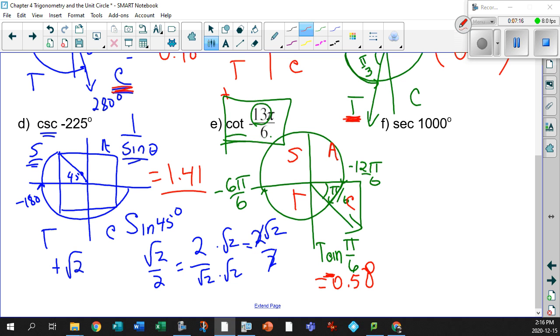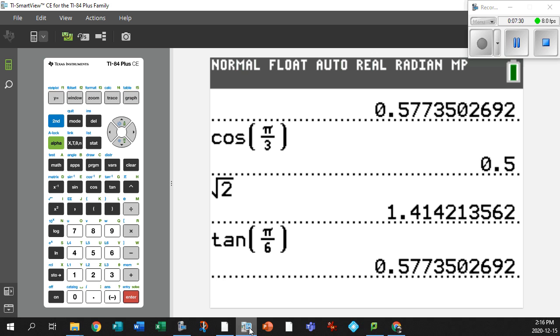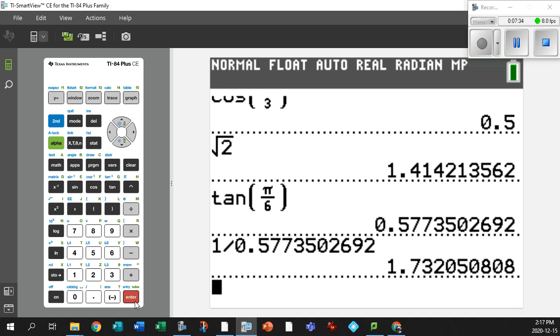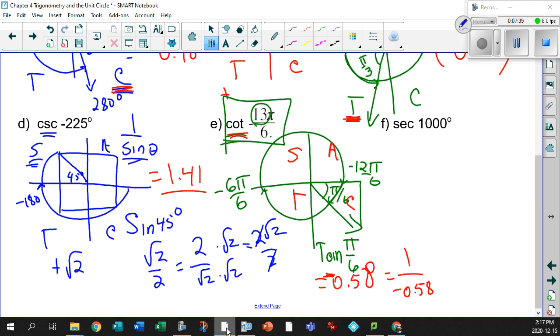Okay, now, remember you're asked to find cotangent, which means to flip it. So it should be 1 over this answer of negative 0.58. Okay, so let's do that. 1 divided by the answer from above gives me 1.73. That's nice. So my answer here is going to be negative 1.73. Remember the negative because of the add sugar to coffee scenario.